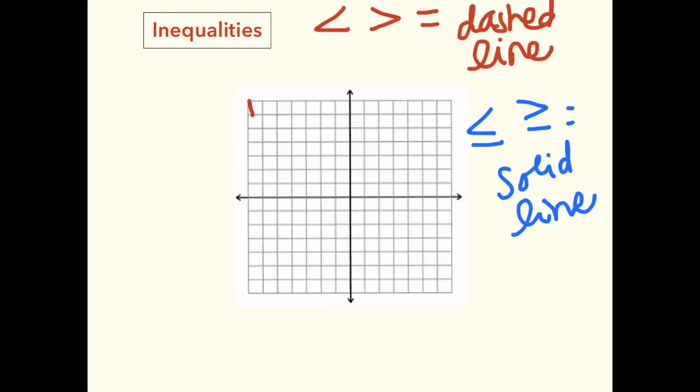So if it was a dashed line, you would still draw a parabola wherever the points are. A solid line means your parabola will look like that. And we're still shading. We're either going to shade inside the parabola or we're going to shade outside the parabola.